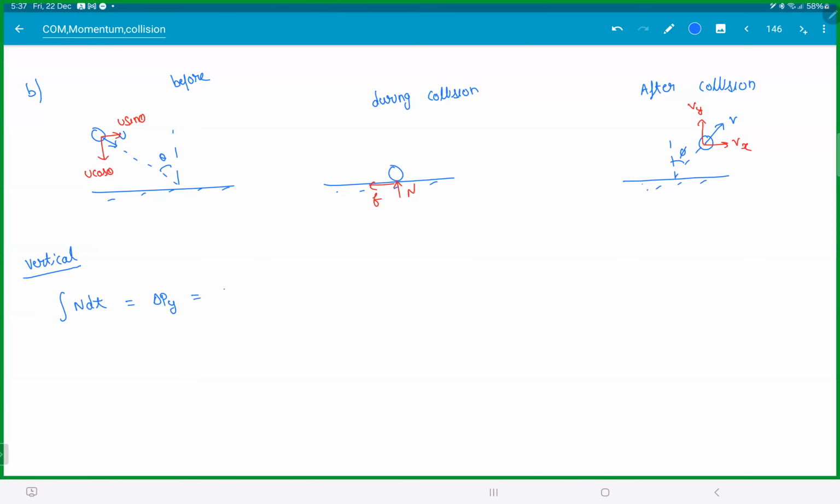which is nothing but m V final, that is Vy, minus minus m u cos theta. And here I know V final. How much is Vy? e u cos theta, right? You got it. Yeah, if you hit a wall with speed u, you'll bounce back with e u cos theta. So vertical will not get affected because of horizontal friction. So integral N dt will be m u cos theta (1 plus e). I don't know N, I don't know dt, but I know what integral N dt is.